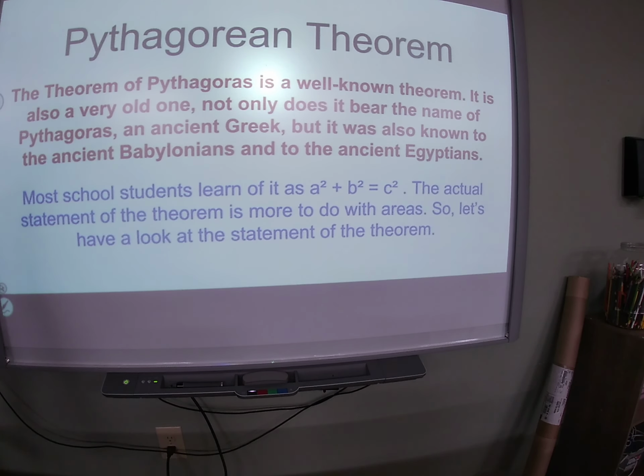Most school students learn of it as a squared plus b squared equals c squared, and I'm sure you guys have heard that before. The actual statement of the theorem is more to do with the areas, and that's what we're going to take a look at today. So let's have a look at the statement of the theorem.